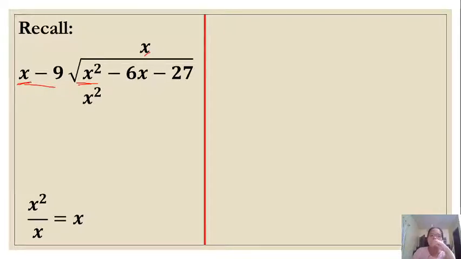X times x will give us x squared. Write it here. And then x times negative 9 will give us negative 9x, write it under negative 6x. Then by subtraction, x squared minus x squared is 0, and negative 6x minus negative 9x is 3x. Then bring down negative 27.